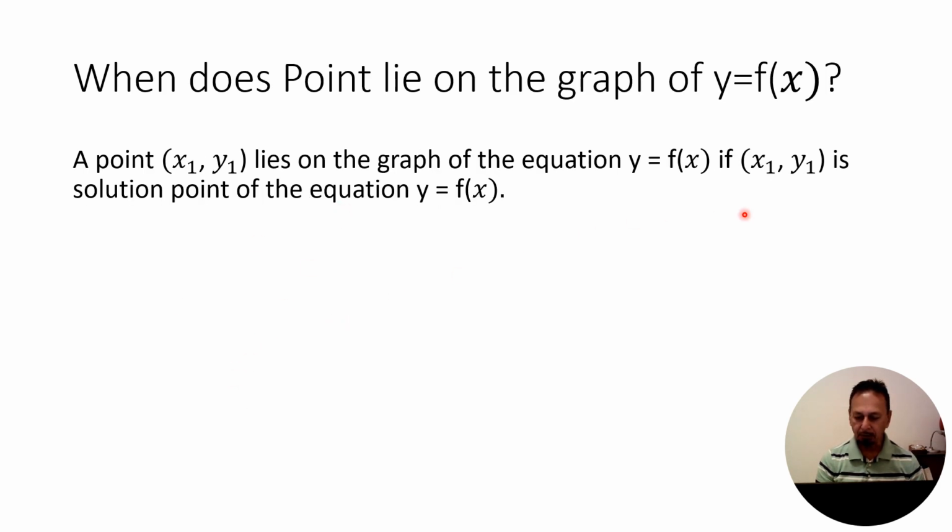When does a point lie on the graph of y equals f(x)? A point (x1, y1) lies on the graph of the equation if (x1, y1) is a solution point of the equation.